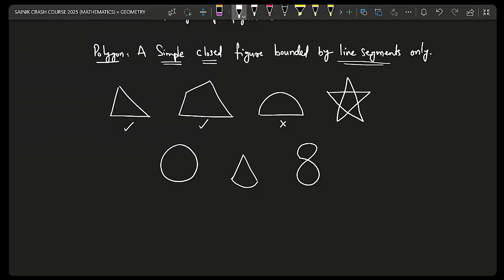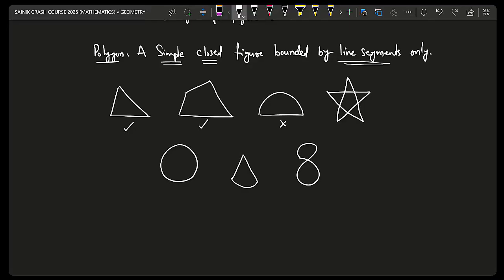Okay, so this 5-pointed star, is it a polygon or not? No, sir. Why? Is it a simple figure first? No, sir. It is intersected by line segments. Simple figure means what, first of all? It is a closed figure which is not intersecting. It is not crossing over itself. Okay. But is the figure crossing over itself? Yes, sir. That means it is not a simple figure.